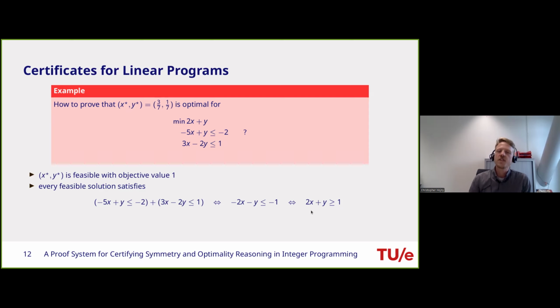And since these inequalities hold for every feasible solution, it in particular holds for an optimal solution. For this reason, if I now compare this 2x plus y with my objective function, I see that any feasible solution satisfies that the objective value is at least 1. And combining this with a solution that achieves the value 1, I now know that x star, y star indeed needs to be an optimal solution.